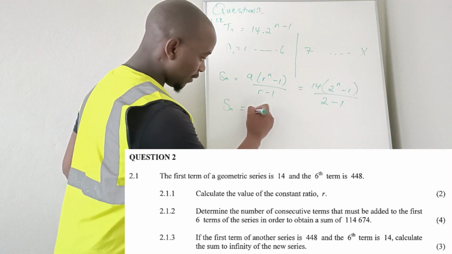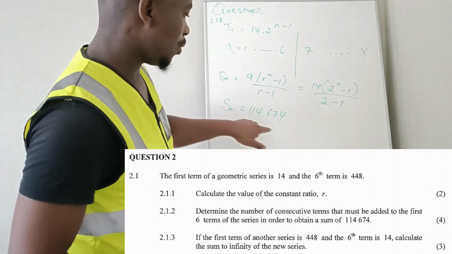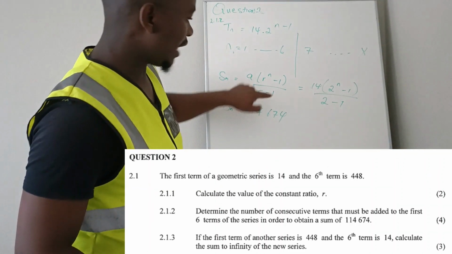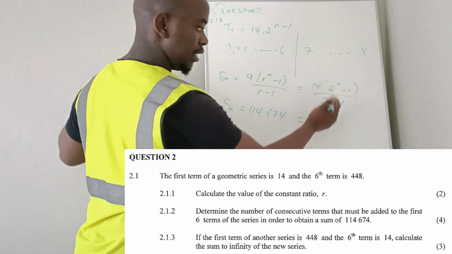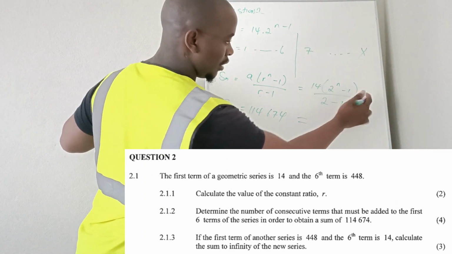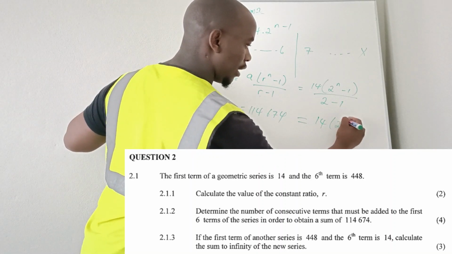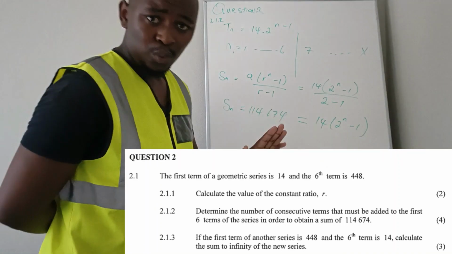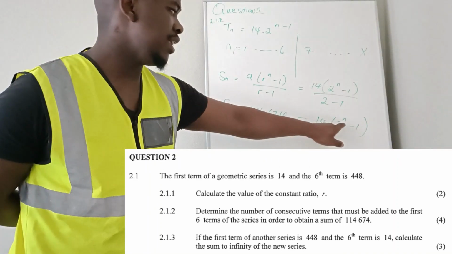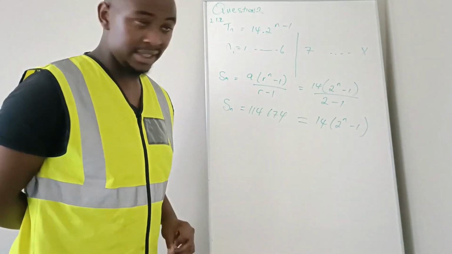So if we were to sum n values, we can get 114,674. But this sum here is guided by this equation. And what is that equation? 2 minus 1 is 1, so this all equals 14(2^n minus 1). So what we then need to find is how many of those terms are needed. That's the term number in there.